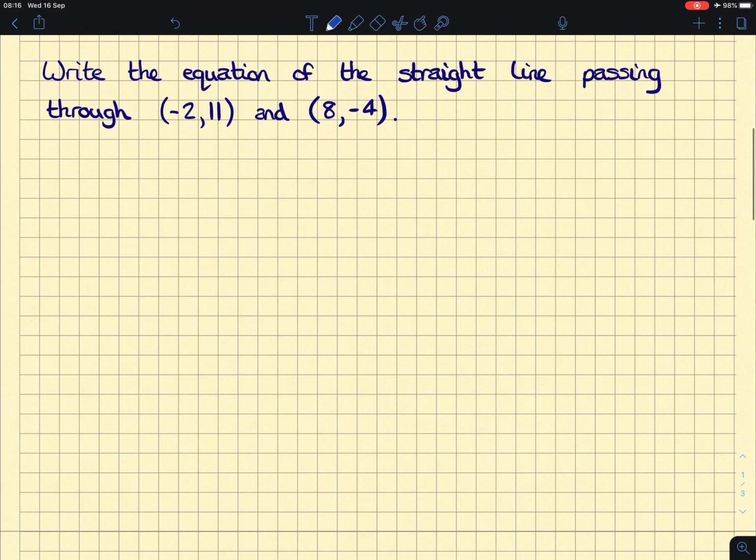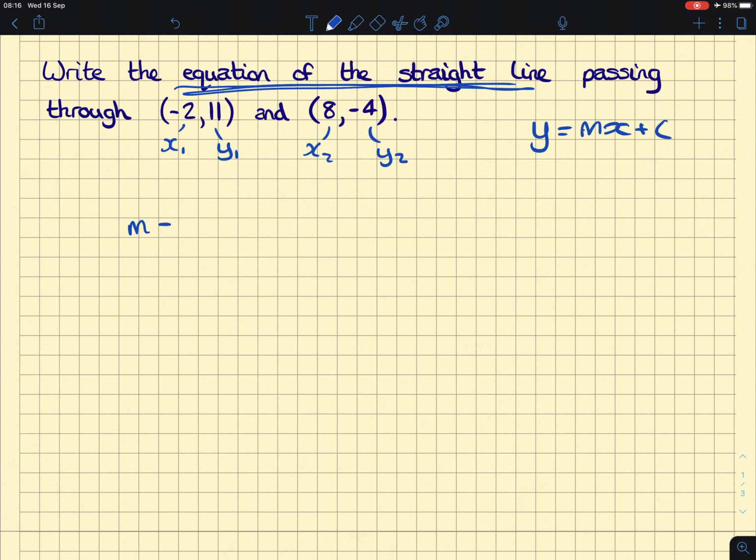Another example. Same situation as before. Exactly the same, except our x and y coordinates are different and there are negatives in the mix here. So I'll go through this example a little bit quicker. y equals mx plus c is still what we're looking for, trying to find the equation of a straight line. Unless your question says otherwise, y equals mx plus c is your go-to.